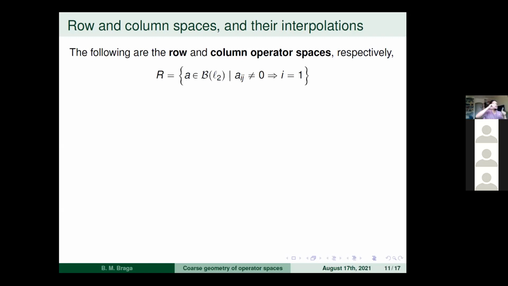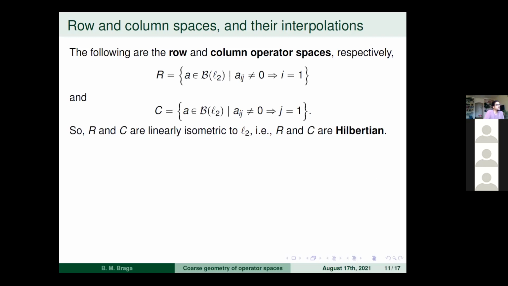And the row space is the space consisting of all the bounded operators on little L2 such that, once you look at its representation as a matrix, all its rows are 0 except the first one. And the column space is the same thing, but the first column doesn't need to be 0, while all the other columns need to be 0. So as Banach spaces, they are both just little L2, but as operator spaces, the structure changes quite a bit.